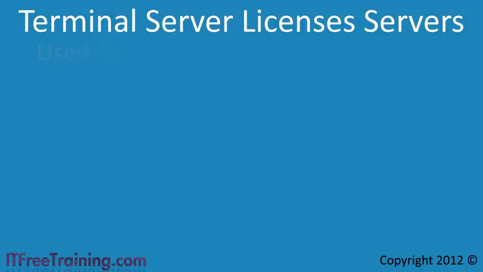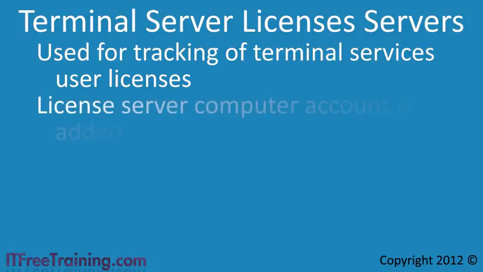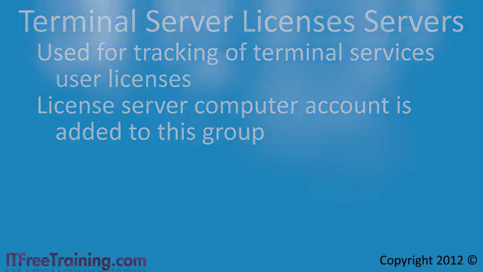The next group is Terminal Servers Licenses Servers. This group is used to provide tracking of user licenses in Active Directory. A user account in Active Directory has licensing information stored in it. In order for the terminal server licensing software to access this information, the license server needs to be added to this group. This group simply provides a bridge between the terminal server licensing server and the licensing information stored in the Active Directory user accounts.